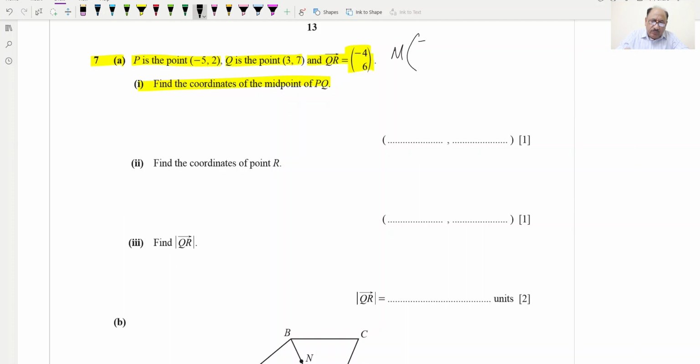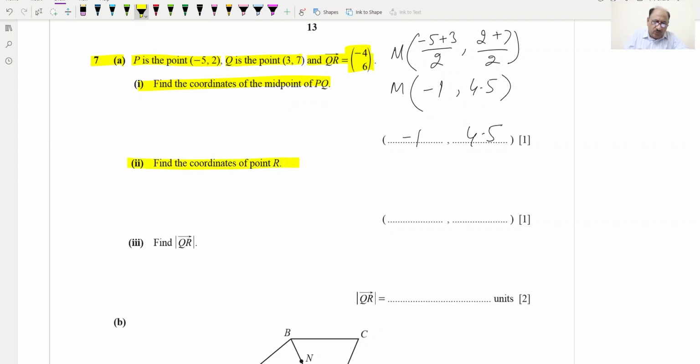P plus Q divided by 2 for the x coordinate, and similarly we add the y coordinates and divide by 2, so that will be the midpoint. So M will be -1, and 7 plus 2 will be 9, so 9 divided by 2 is 4.5. So this will be -1 and 4.5. This will be the midpoint.